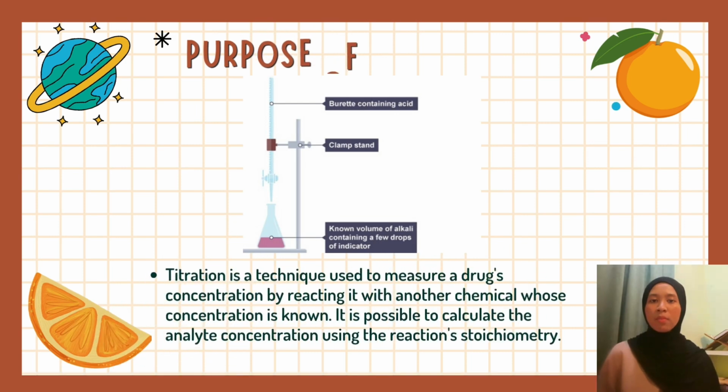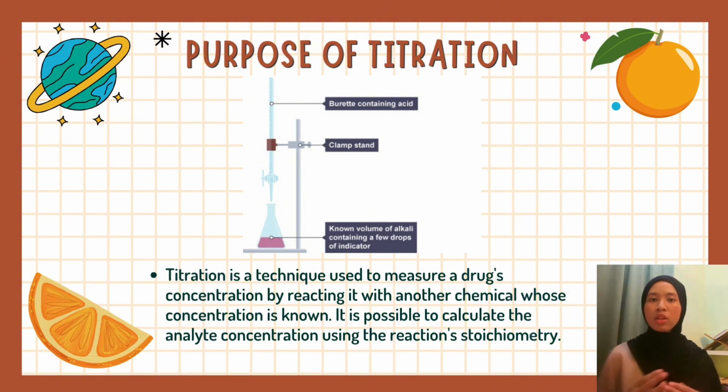Next, the purpose of this titration method is to measure a drug's concentration by reacting it with another chemical whose concentration is known. Is it possible to calculate the analyte concentration using the reaction stoichiometry?